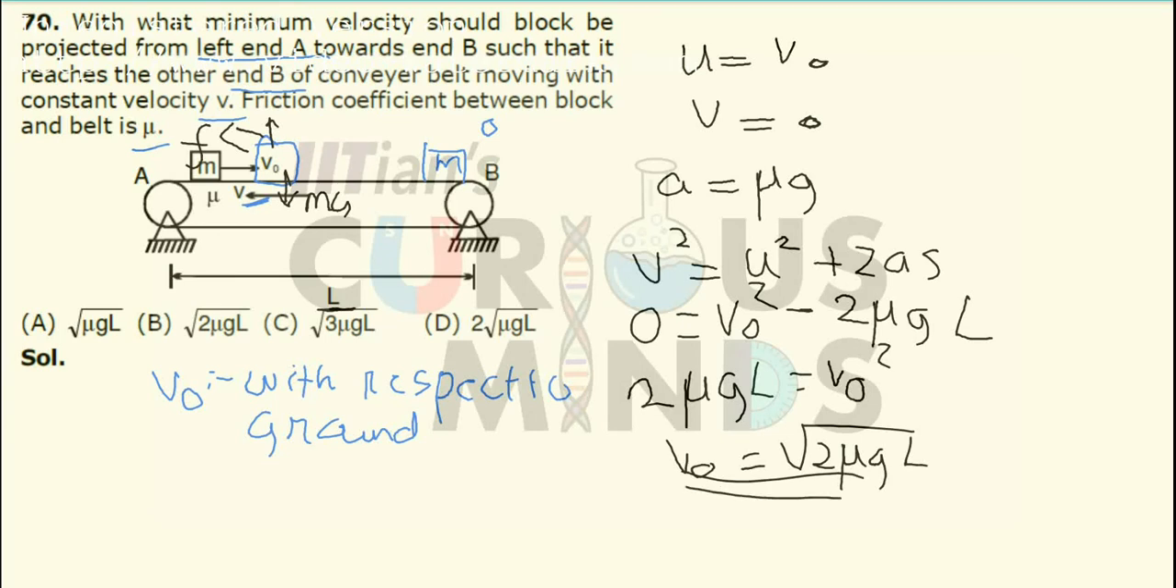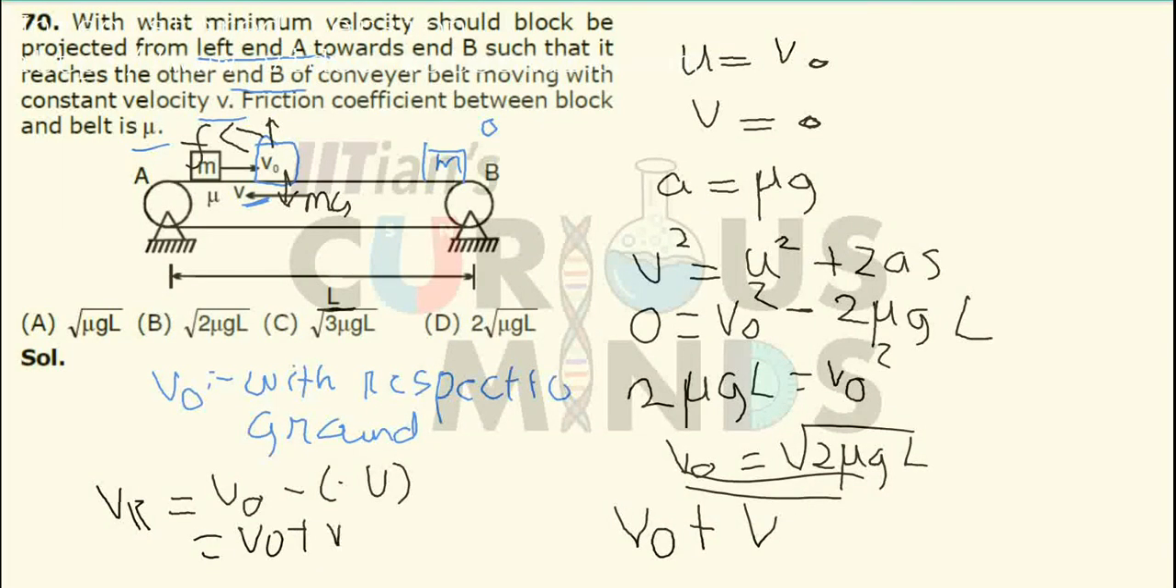If I take with respect to belt, its velocity should be equal to v naught plus v, that is the relative velocity will be equal to v naught minus of minus v. So it should be equal to v naught plus v with respect to the belt. But since there is no such option, I will assume it to be with respect to the ground, which should give me the answer root 2 mu g L, which is option number B.